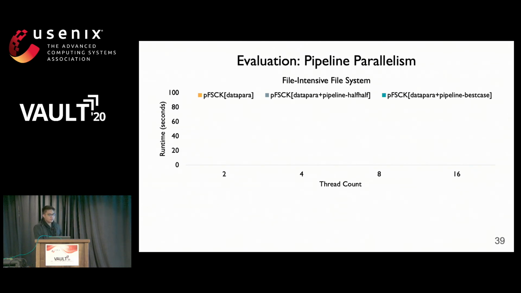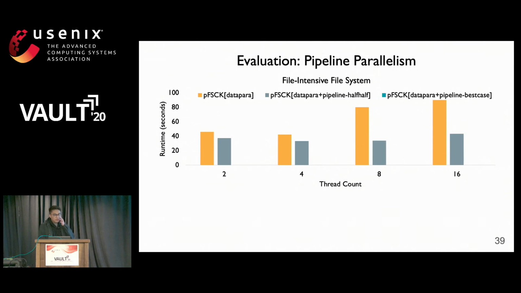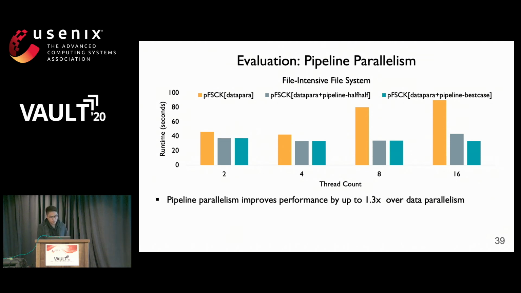So for a file-intensive system, here on the x-axis we have the thread count, and on the y-axis we have the runtime. We see that with just data parallelism, we see what we saw before and it doesn't scale past 4 threads. And for pipeline parallelism with a half-half distribution of threads, we see a good amount of improvement. And then finally, in the best case, we see around the same amount of performance, but a little bit better as we increase the number of threads. So here we see pipeline parallelism improves performance by 1.3x and improves over vanilla FSCK by 2.5x.